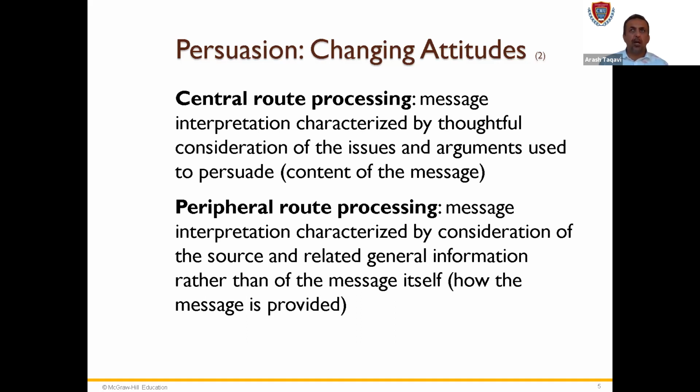So we have two types of processing in data collection about the changes that can be made in a message: central route processing and peripheral route processing. Central route is about the content of the message, but peripheral is message interpretation characterized by consideration of the source and related general information rather than of the message itself.